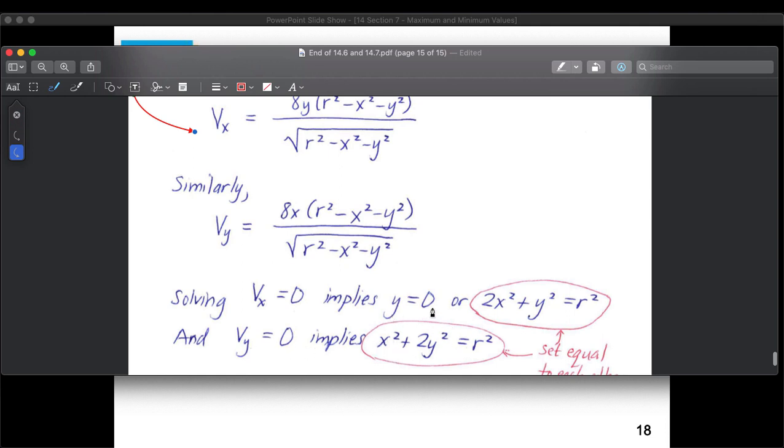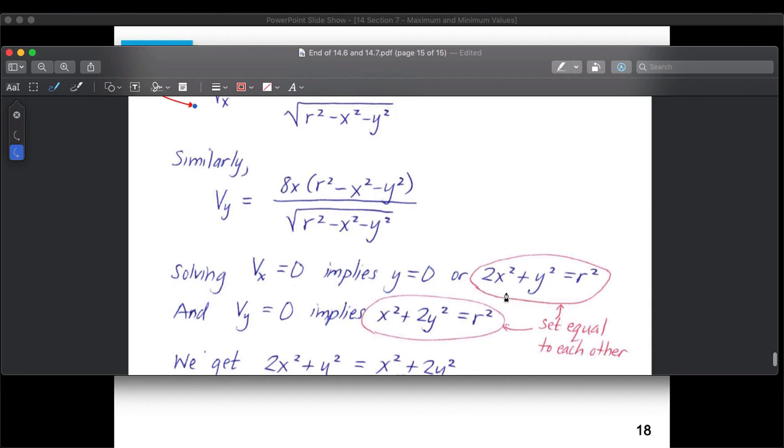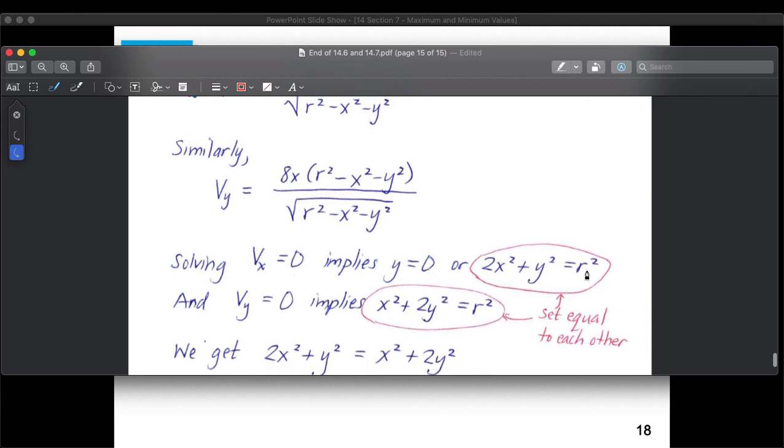Now, why am I ignoring the y equals 0, or in this case the x equals 0? It's because, once again, this is a physical object. And typically you definitely don't get negative values, and typically you don't get values of 0 when you're talking about an actual physical object. So these are my two equations that I end up getting. And what's nice is that they're both equal to r squared.